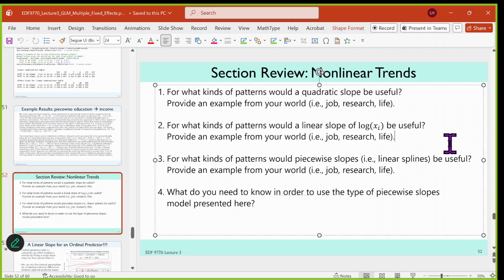So a lot of this is, not gonna lie to you, I eventually want to teach longitudinal models here, and so I'm setting the stage for that in this discussion.